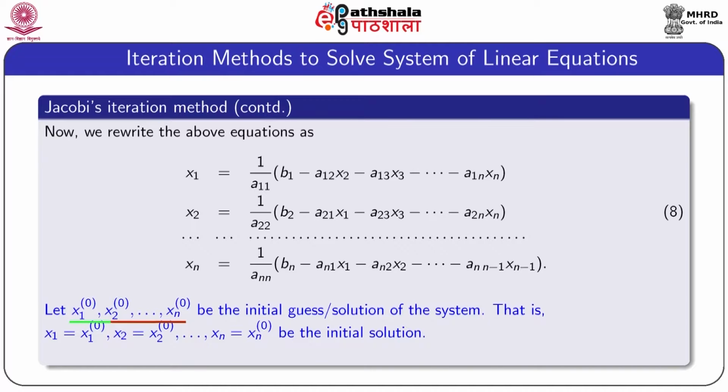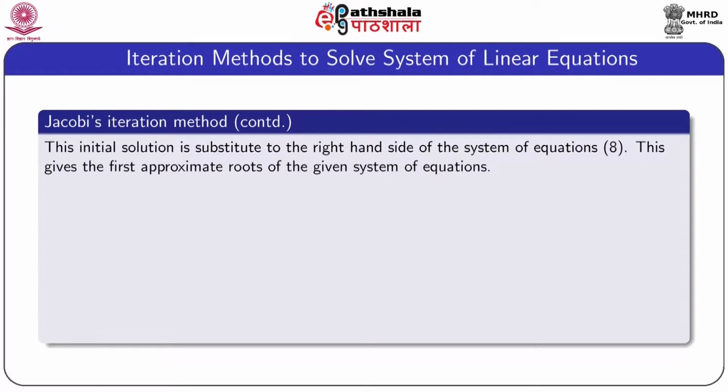Let x1^0, x2^0, ..., xn^0 be the initial guess or solution of the system of equations. Generally, we consider the zero vector (0, 0, ..., 0) as the initial guess, that is, x1 equal to x1^0, x2 equal to x2^0, ..., xn equal to xn^0 be the initial solution of the given system of equations. Now, the initial solution is substituted into the right hand side of the system of equation 8 to get the first approximate root of the system of equations.